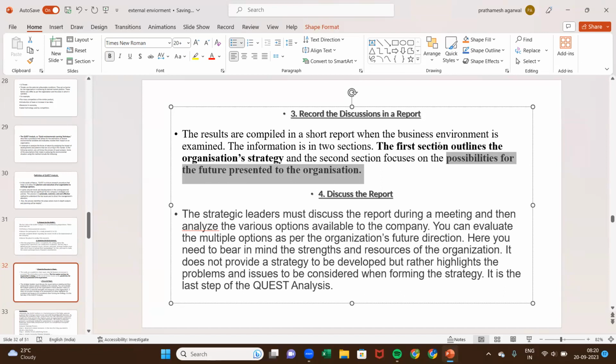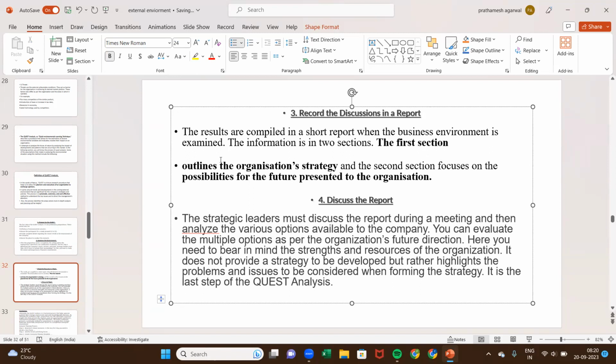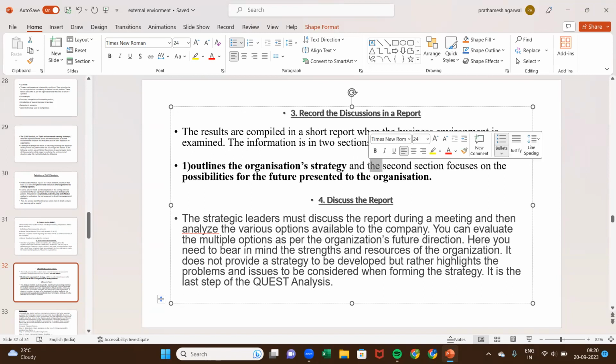So first, we are going to outline the organization's strategies, and the second one, the second section, focuses on the possibilities for the future presented to the organization.